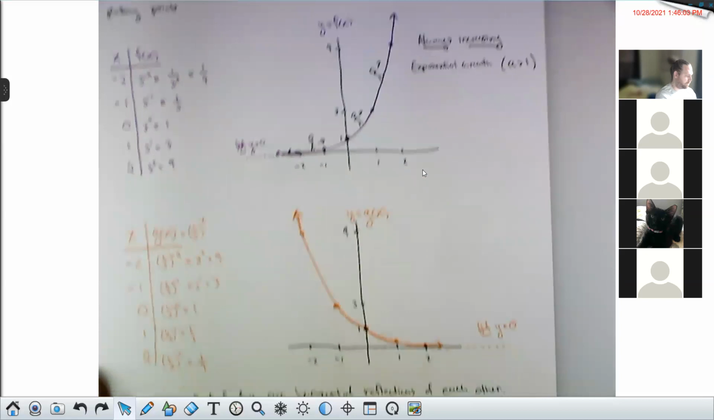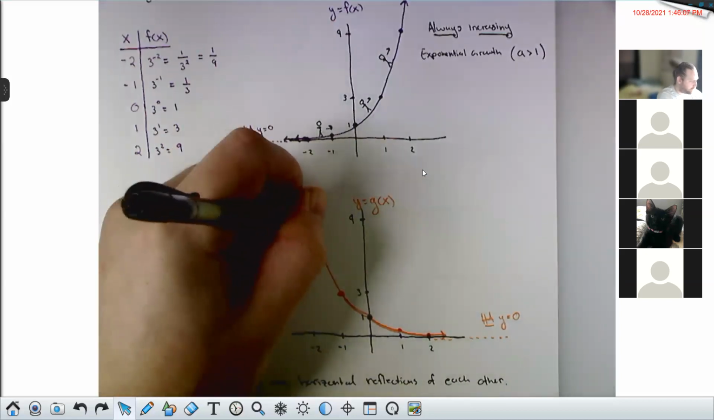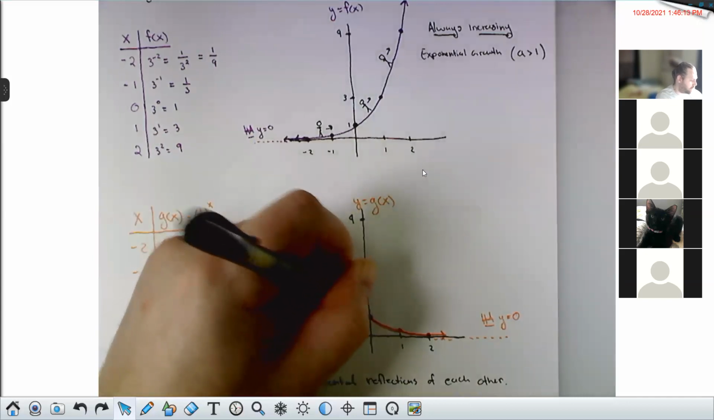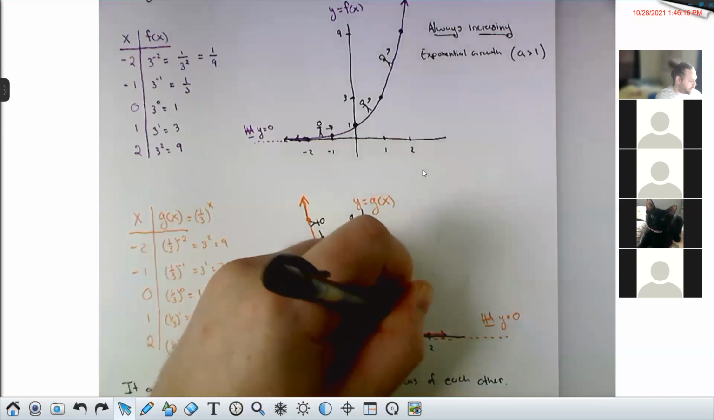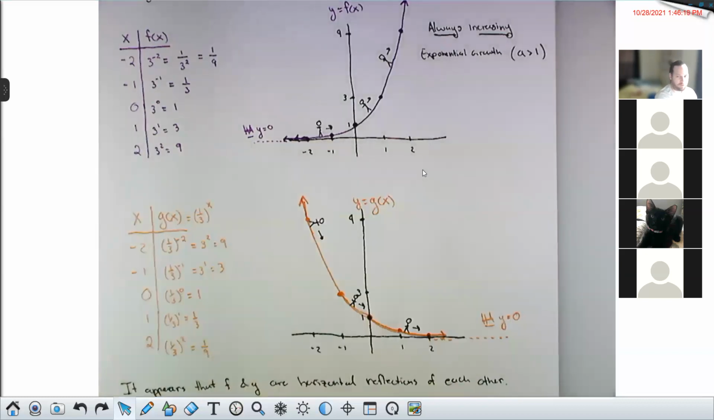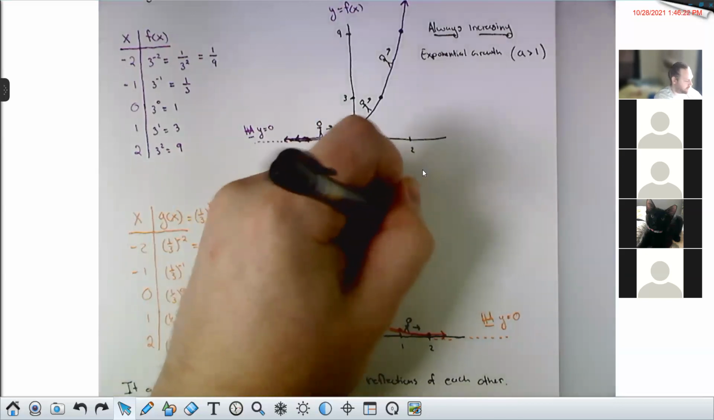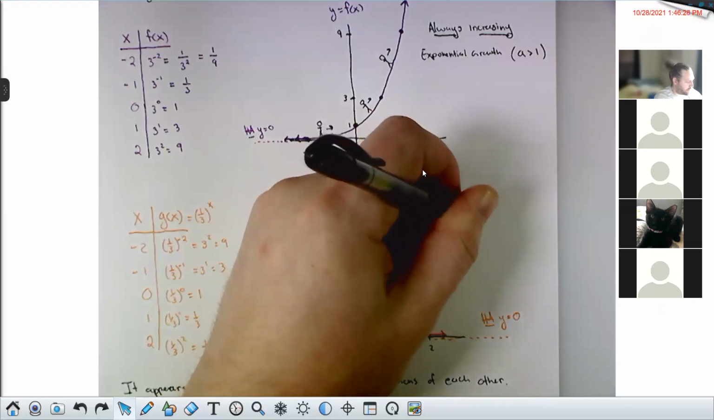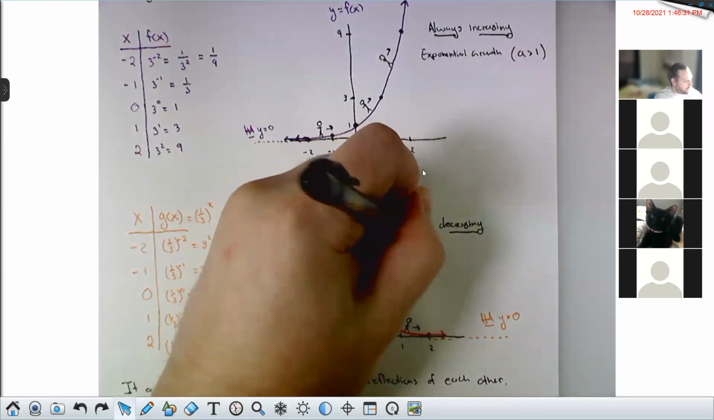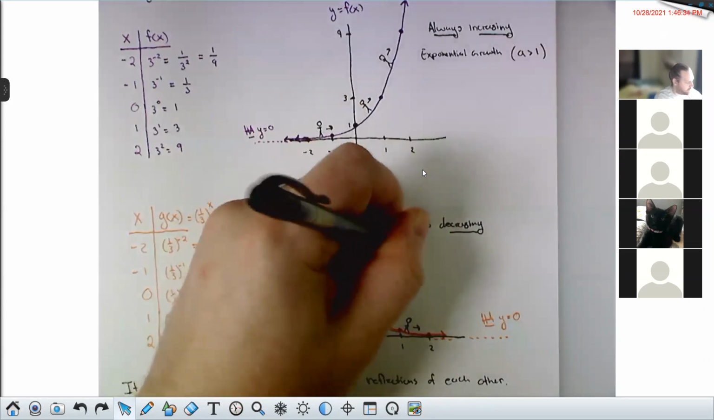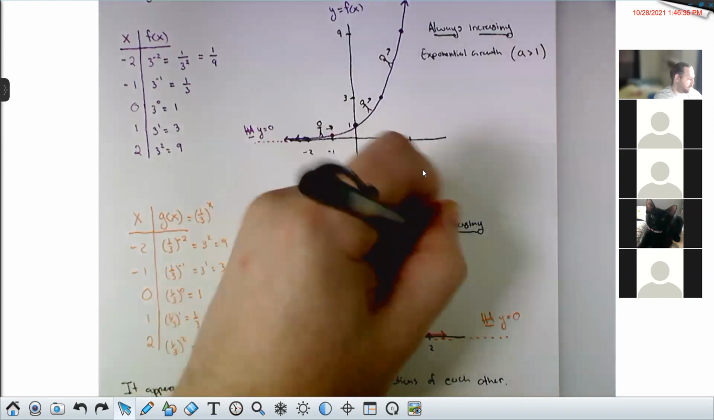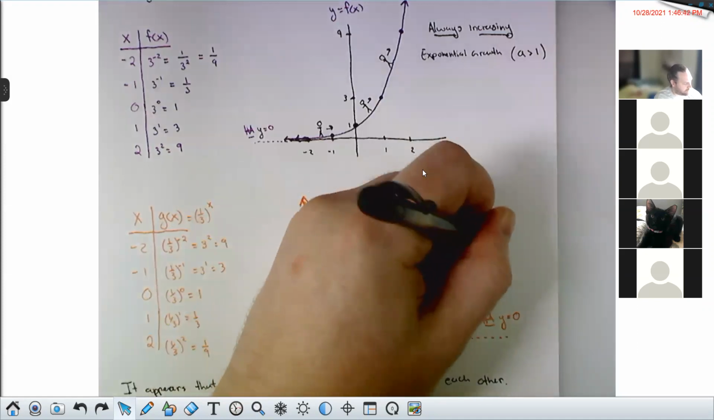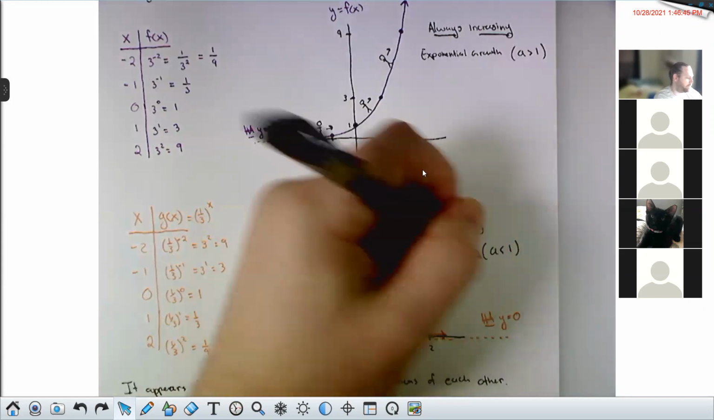On the other hand, if I strap some skis to your feet and send you down this guy from left to right, you're going to be hauling some pretty serious ass by the time you get over here. This is always decreasing. And we call this exponential decay. And this means that your base a is smaller than 1.